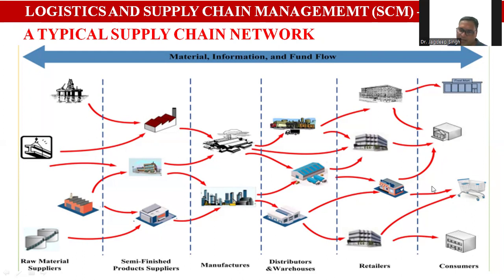Or maybe retailers may supply to the individual customer based on the minimum order quantity set by the retailer. So in this process, you can see material, information and fund flow happens at various levels.